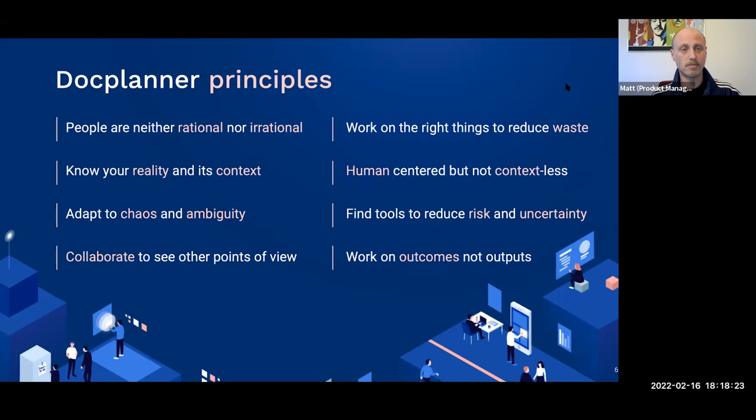We should be finding tools to reduce the risk and uncertainty. So during the process, we should be working with this risk. And then, as I mentioned already, working on outcomes, not output. So not focusing all of our activities on putting as much output as possible into the world, and not really focusing on the number of things that we will ship.